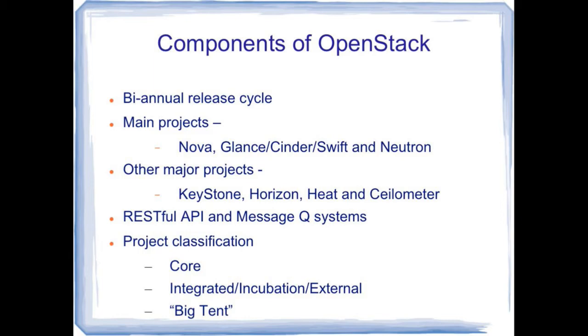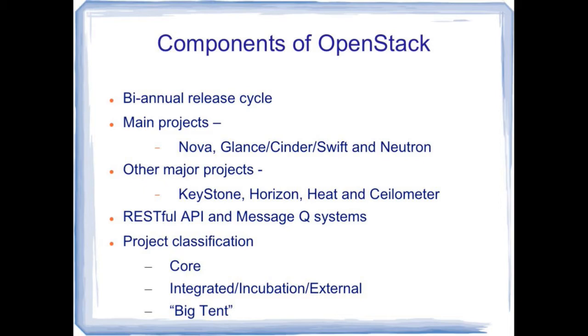Horizon is for the web-based UI. Also there's Heat for orchestration, and Ceilometer for measuring. I think this is very important if you need to charge back or to monitor the different resources and how they are being used. Each project is exposed to the outside world with an API, in the form of a RESTful API. The API in OpenStack is very important.